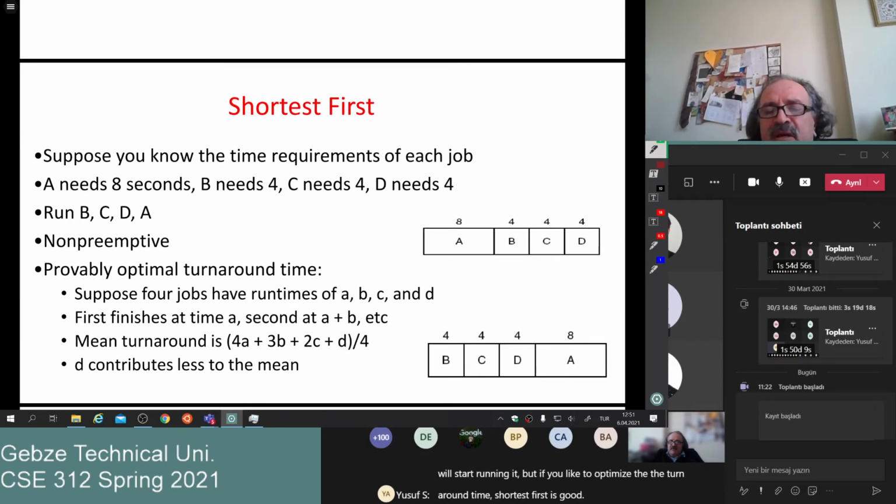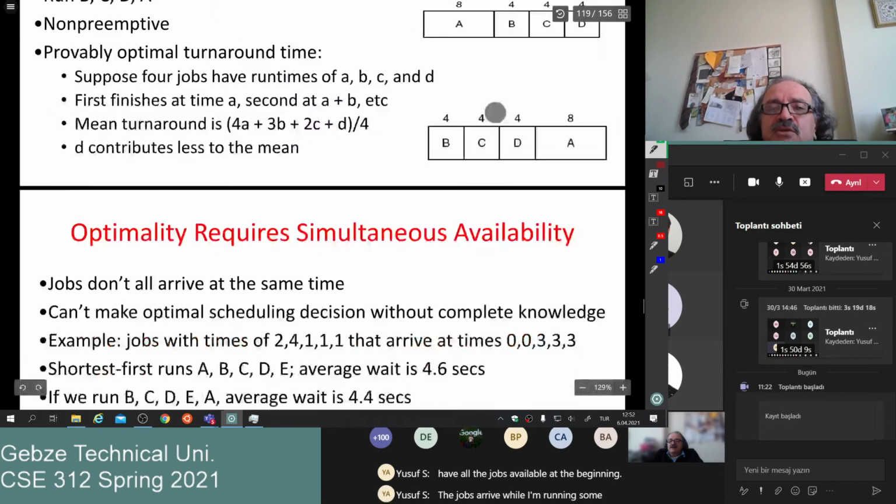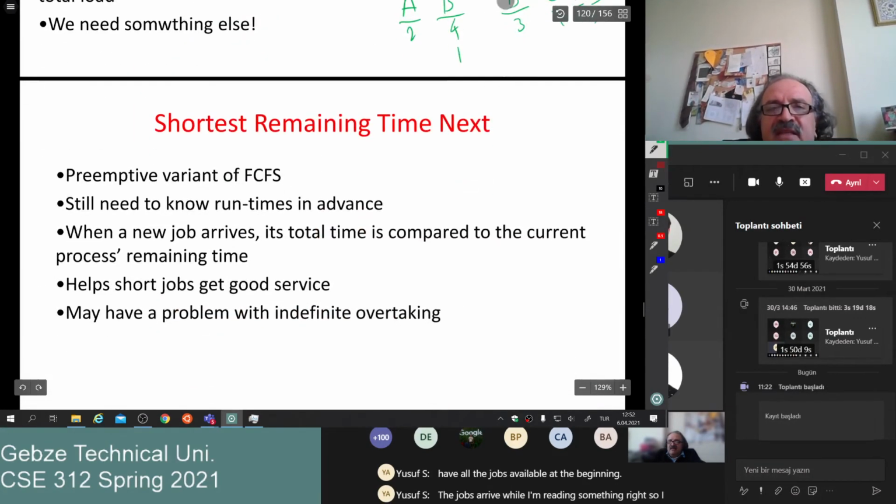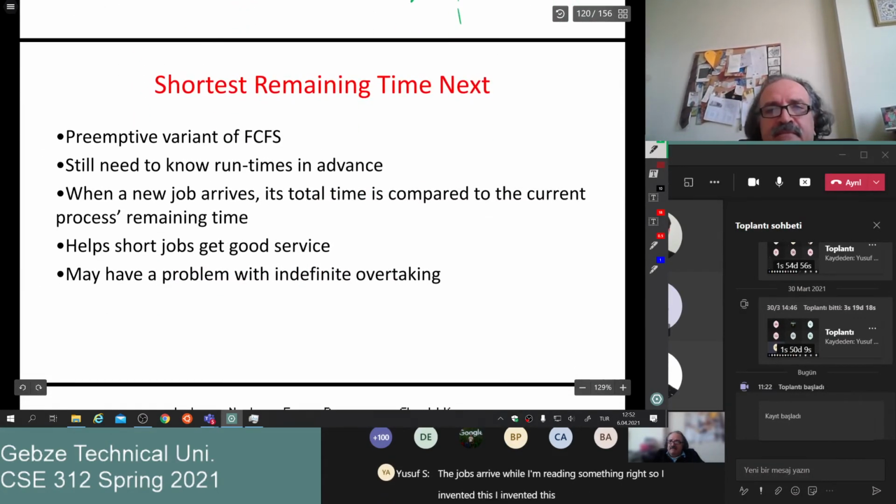But the problem with shortest first is we don't have all the jobs available at the beginning. The jobs arrive while I'm running something, right? So I invented this shortest remaining time. This requires preemption based on the duration of the time remaining for the processes.